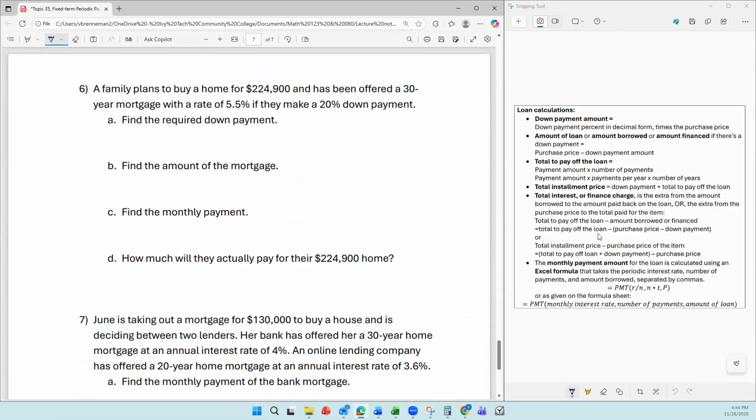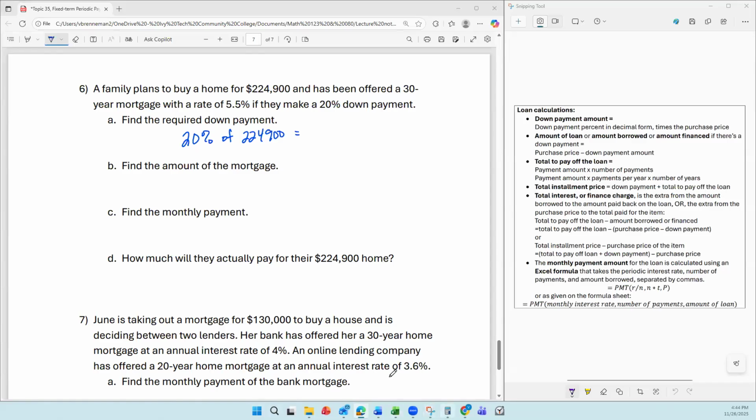So a family plans to buy a home for $224,900. They're getting a 30-year mortgage, 5.5% rate with a 20% down payment. So here we have to calculate the down payment. So it's 20% of the 224,900.